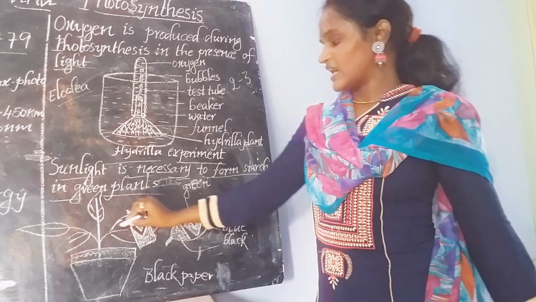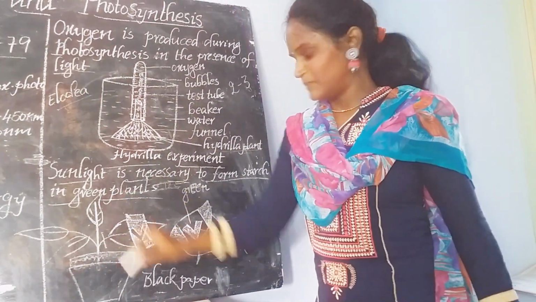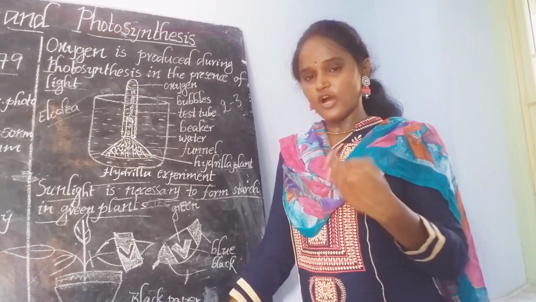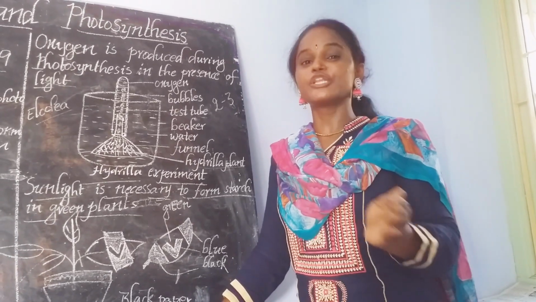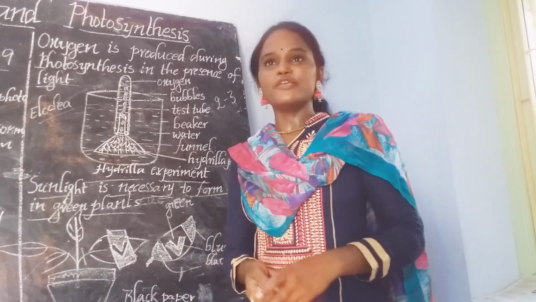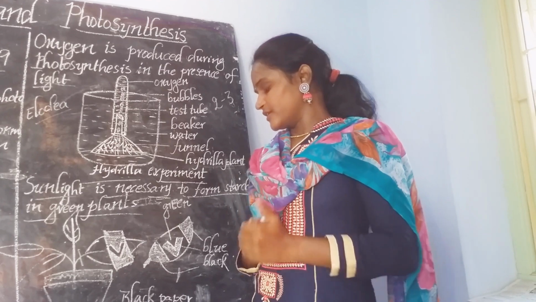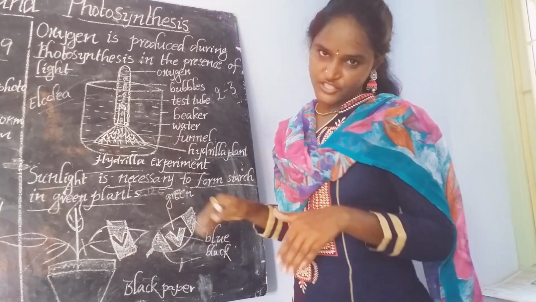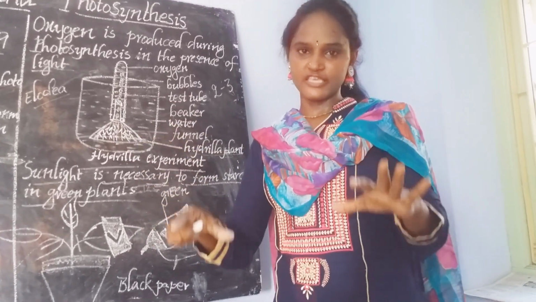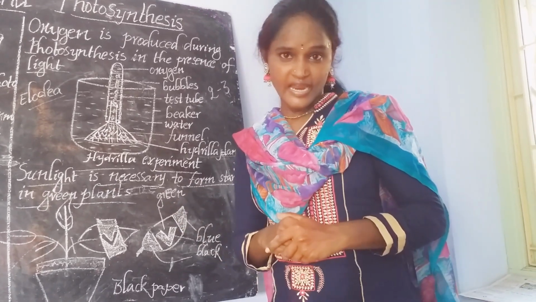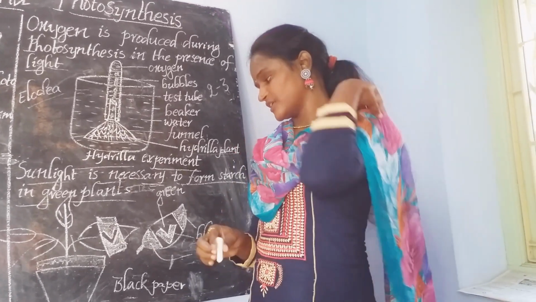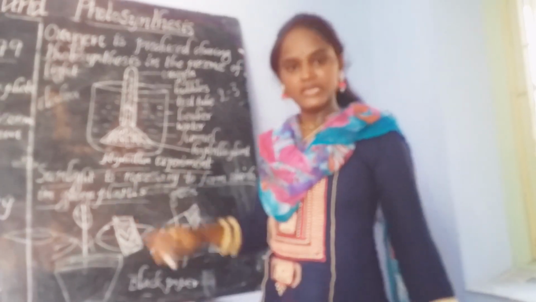After that, you separate the leaf from the plant and follow the process we discussed earlier. First, we have to remove the chlorophyll from the leaf by boiling the leaf in methylated spirit using a water bath. Later, you spread the leaf on a petri dish with the help of a brush. Now add 2 to 3 drops of iodine solution, tincture iodine solution, and spread it throughout the leaf.